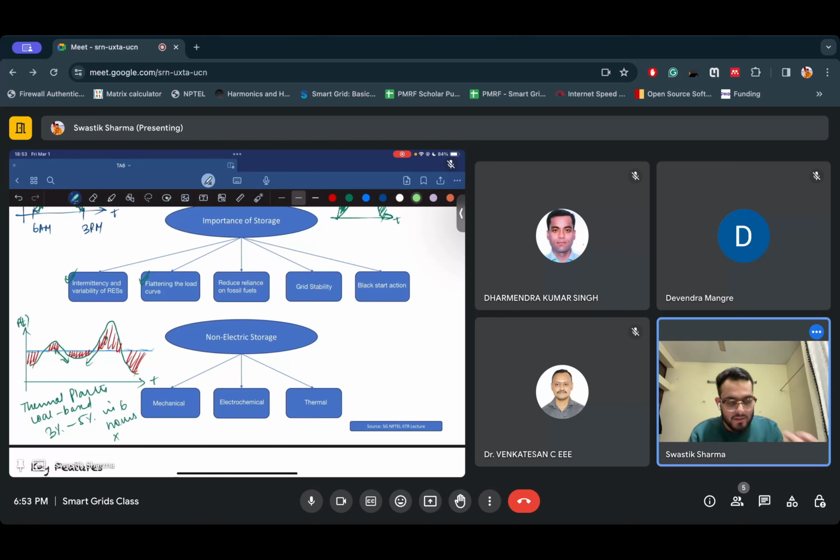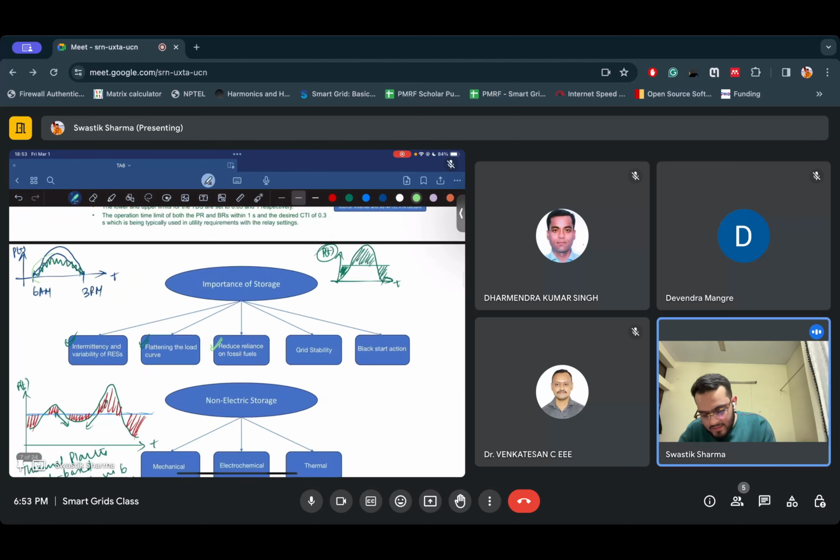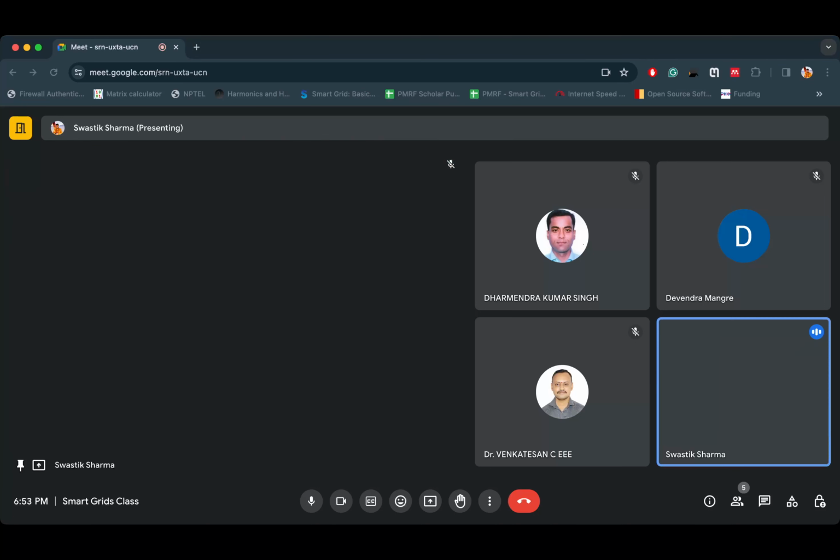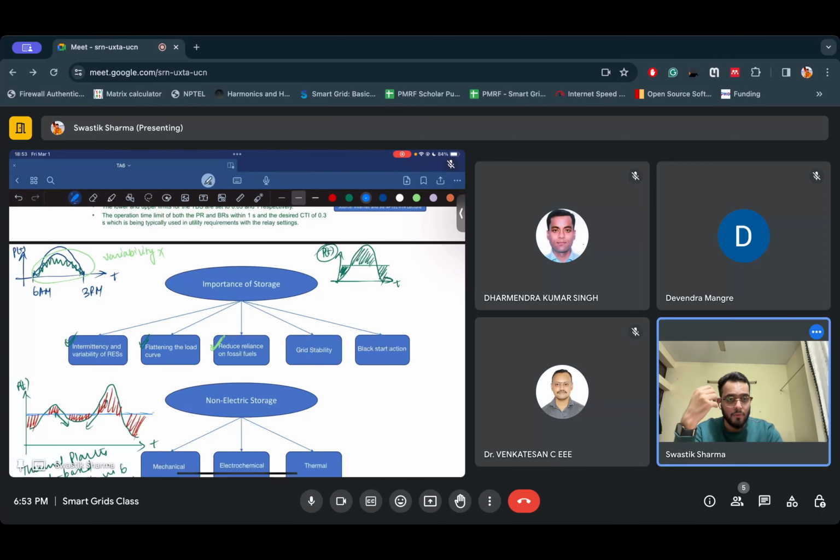We want to reduce the reliance on fossil fuels, and that is what it is doing eventually, right? So if we are able to form them in such a way that we decrease the variability and intermittency, we will be able to integrate more DERs into the system. So we can, in a way, reduce reliance on fossil fuels, right?